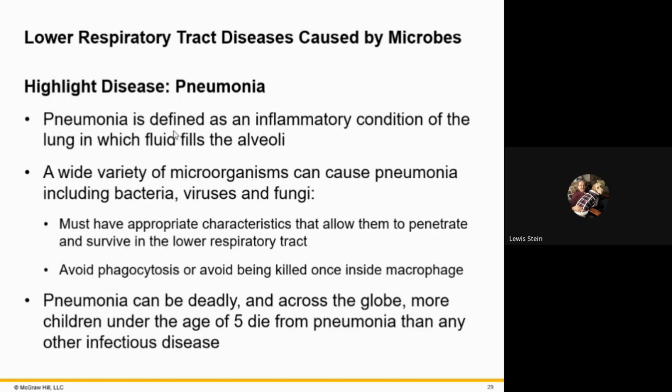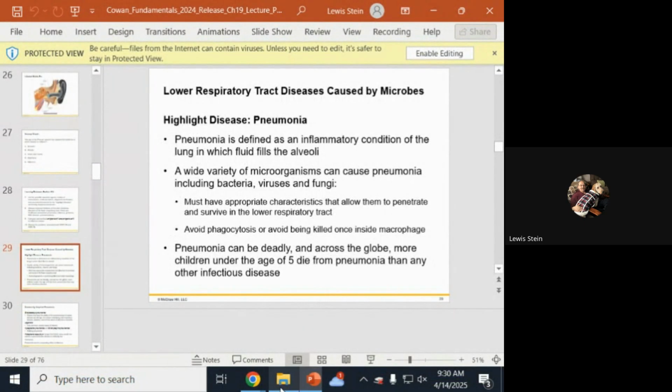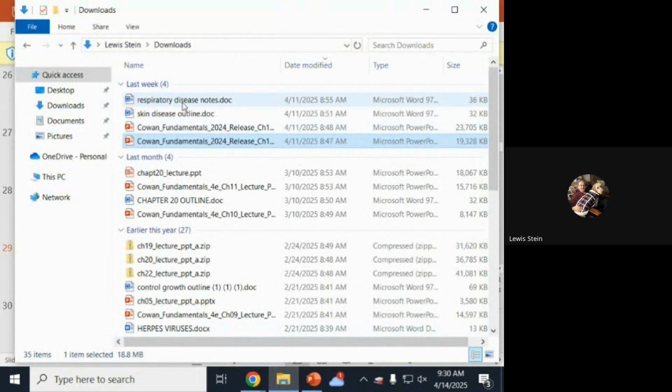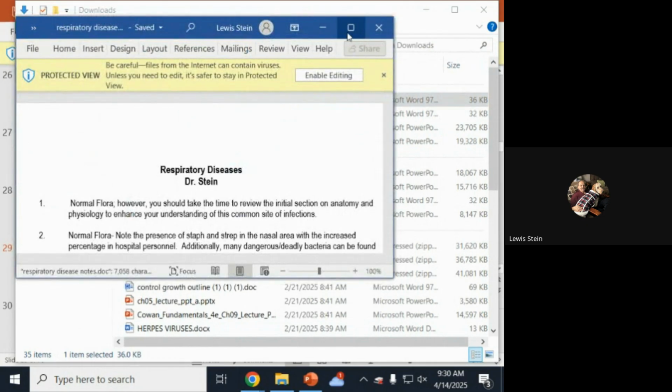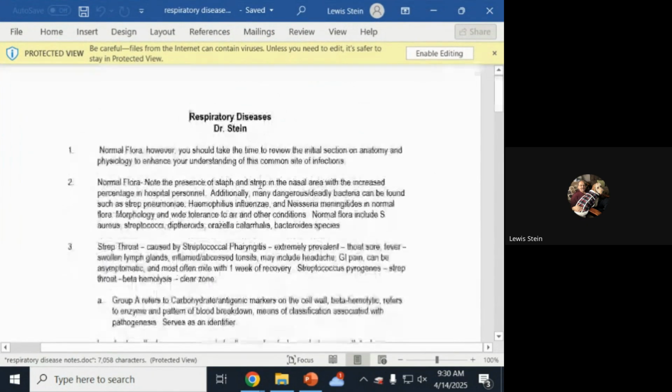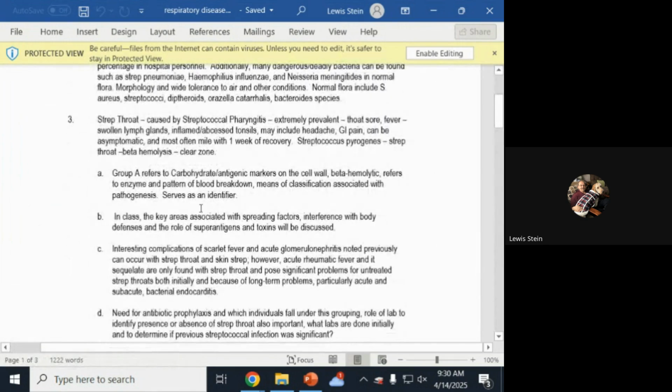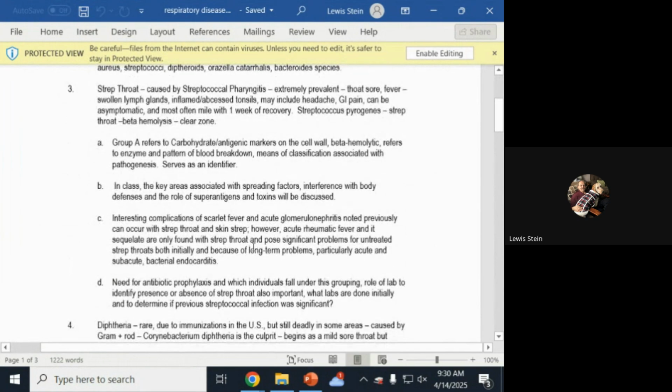I'm going to look too, because I have stuff. If you saw that thingy, I know I hate to use scientific terms. It's on that outline, those respiratory disease notes. You can see it's more neatly typed. One of my students did it for me. So here's the strep throat, spreading factors, interfering with body defenses, superagents, and toxins. The complications are there, significant problems.